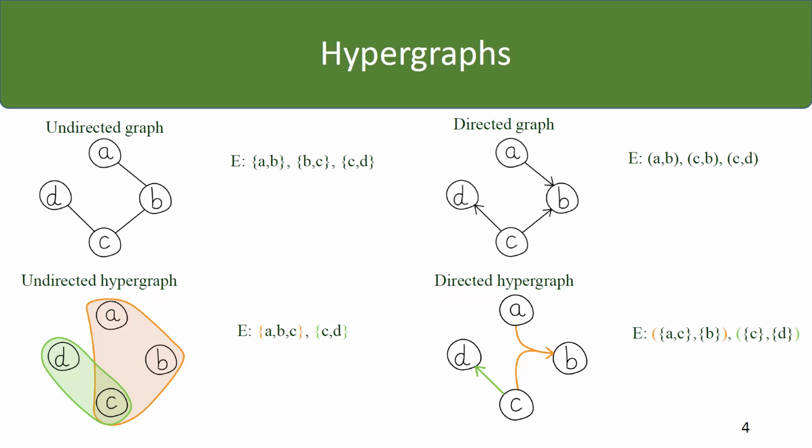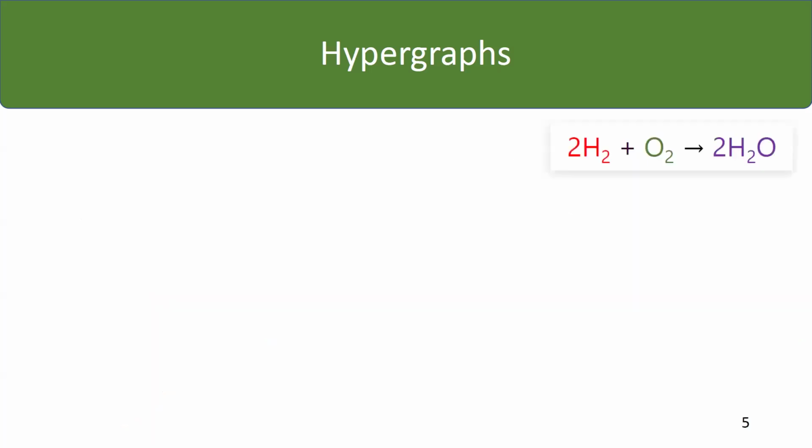Now, these directed hypergraphs are a very convenient way to model, for example, chemical reactions. So let's look at such a chemical reaction. This is one that you may have learned in high school. Hydrogen and oxygen combine to become water. And this you can model very easily with a directed hypergraph in two ways. This is one of them. We have the node 2 hydrogen, node oxygen, and we have the node 2 water. And then this is the hyperedge that I'm showing here.